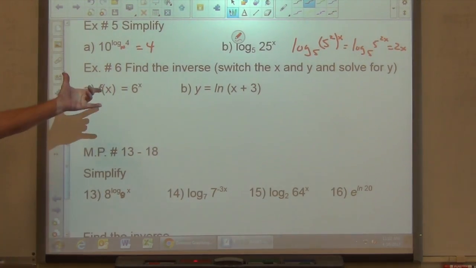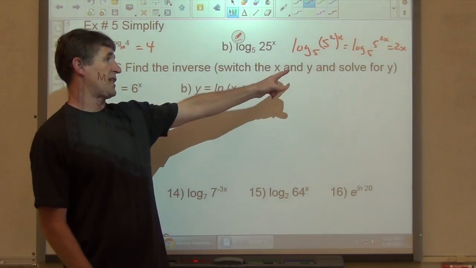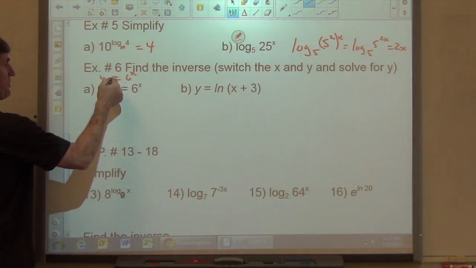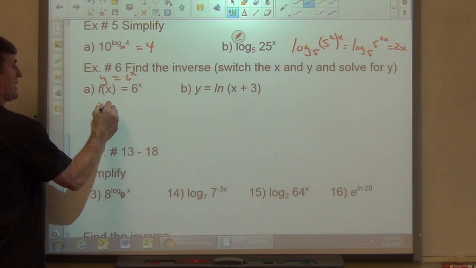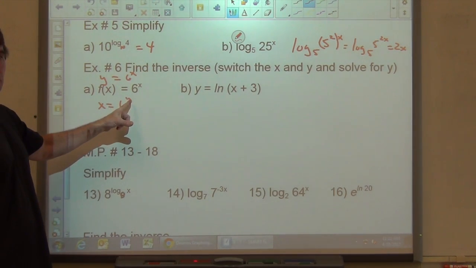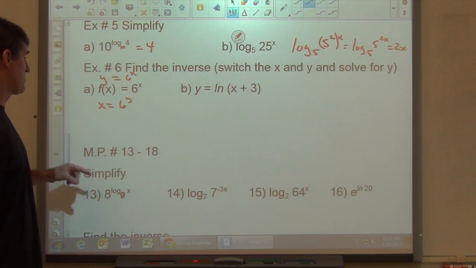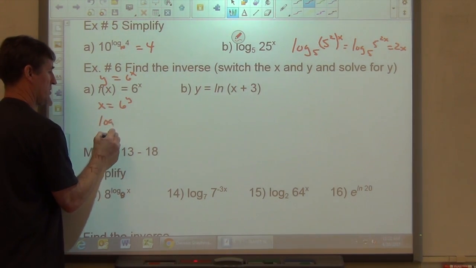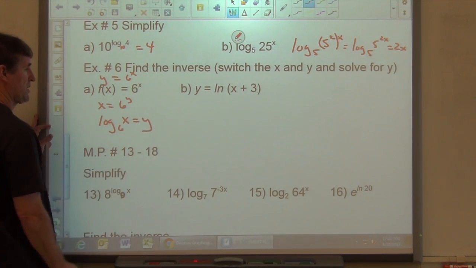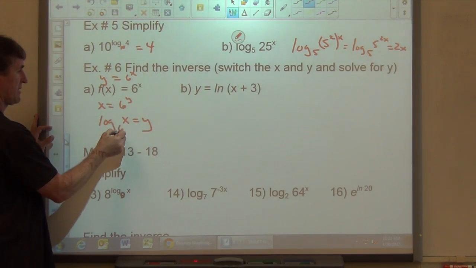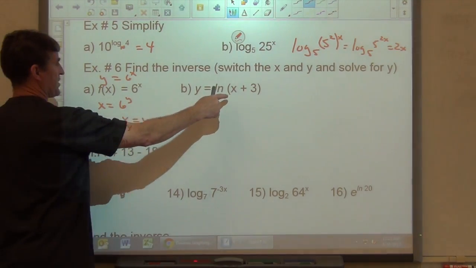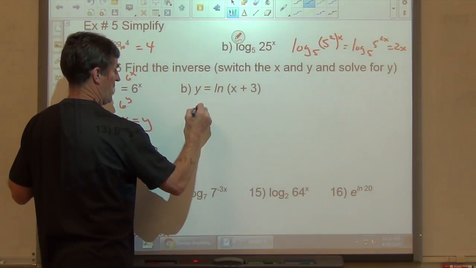So they're going to ask you to find the inverses. Again, we can just switch the x and the y and solve for y. So this would be y equals 6 to the x. So I'm going to switch this and go x equals 6 to the y. Now, since the variable is in the exponent, we're going to use logarithms to do this. So this would be log, remember this is our base, of the answer equals the exponent. So remember, base, exponent, answer. So I put it in that way. On this one, again, we're going to switch the x and the y.